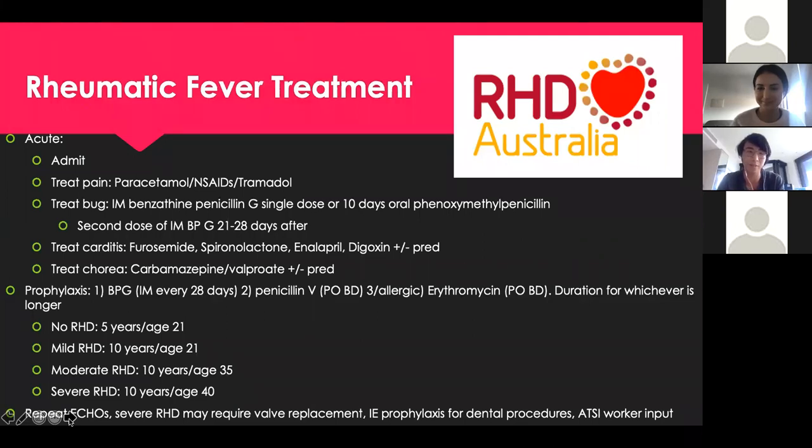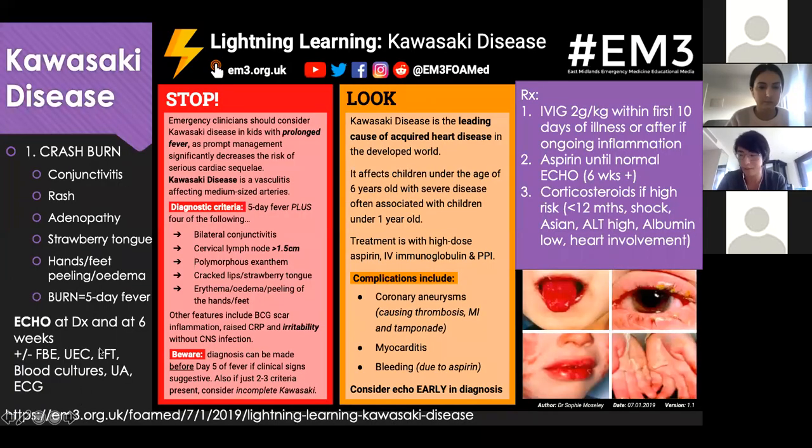And if they have dental procedures, then any of your heart disease can increase your risk of infective endocarditis. And so we need to give them prophylaxis for that, which we'll talk about when we get to that slide. Otherwise, if you're doing an OSCE, you can say involve ATSI worker input because they're the at-risk demographic.